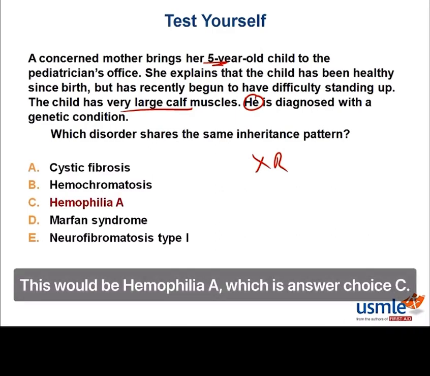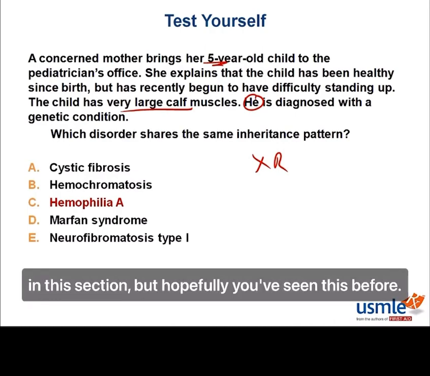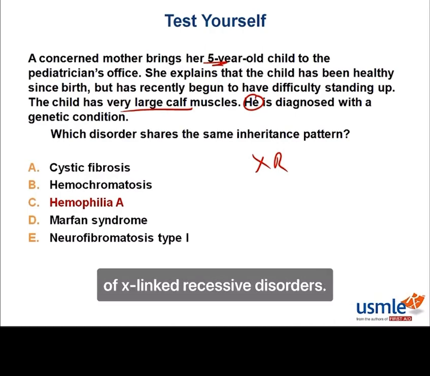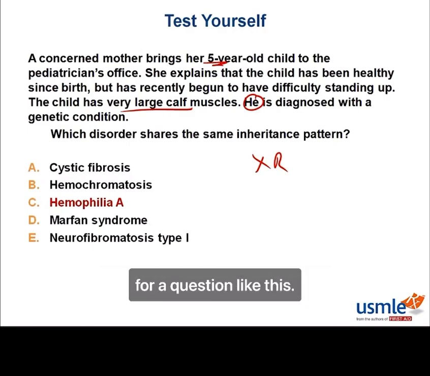This would be hemophilia A, which is answer choice C. So I know it's not something we covered in depth in this section, but hopefully you've seen this before, and it is mentioned in our list of X-linked recessive disorders. You can also use process of elimination for a question like this.